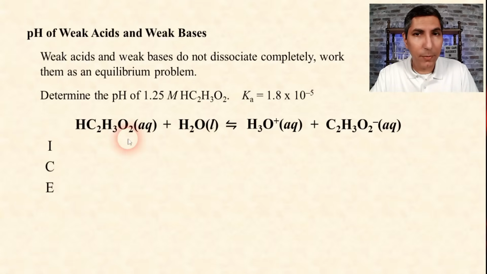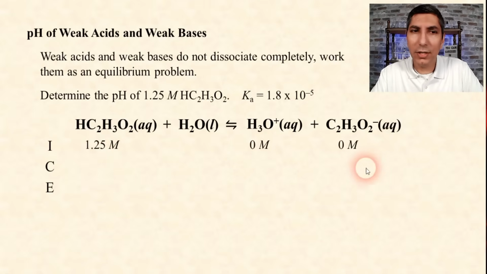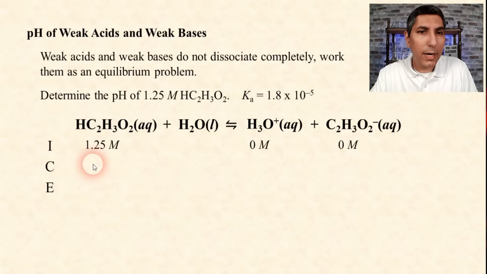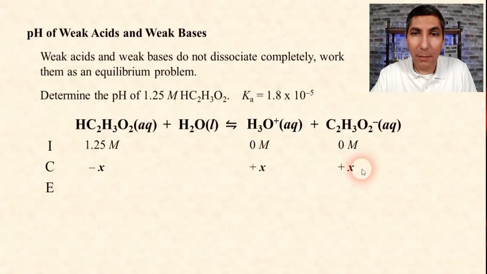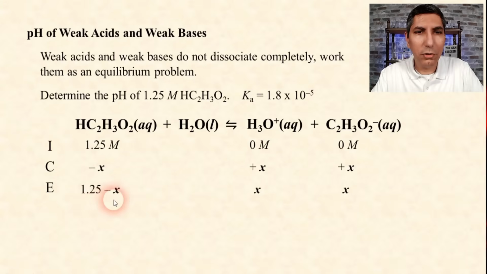Let's set up the icebox. And so our concentration of the acid is 1.25 moles per liter. So that goes here. And then the hydronium and acetate ions are essentially 0. We don't know the change, so we know that this acetic acid has to go down by x, and the products have to go up by the same amount, which is x. And so at equilibrium, we have 1.25 minus x, x, and x.